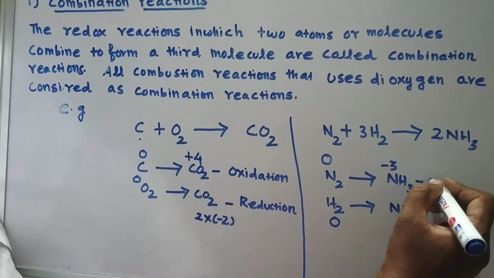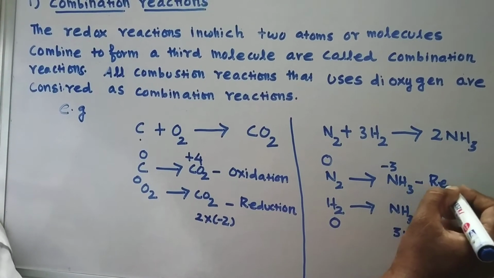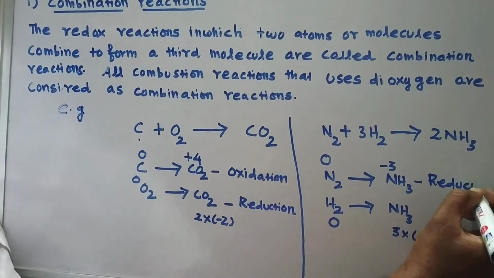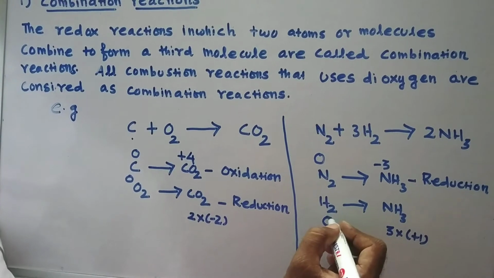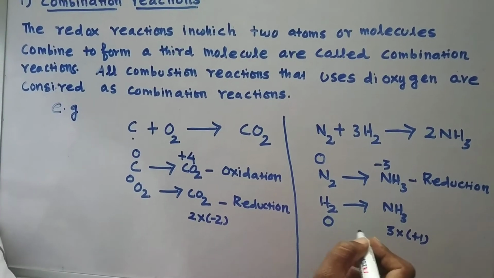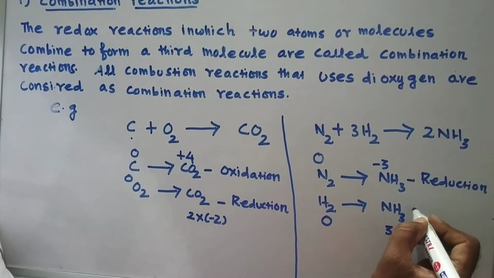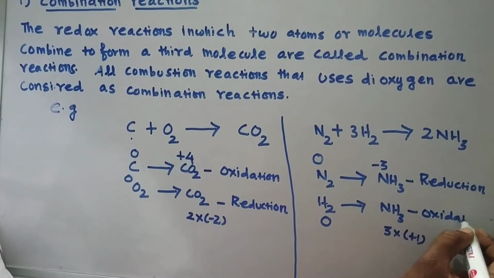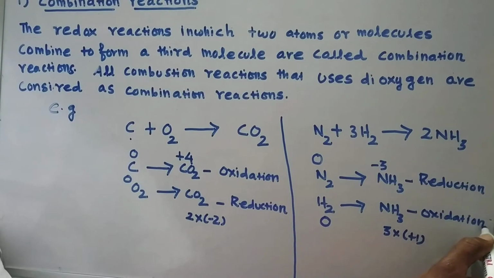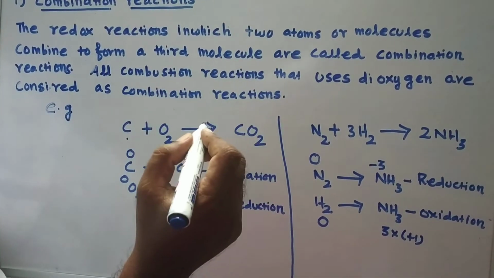Therefore, nitrogen gains 3 electrons and becomes -3. Therefore, it undergoes reduction. And hydrogen from the 0 state donates 1 electron. Therefore, it undergoes oxidation. So, both are the best examples for the combination reactions.